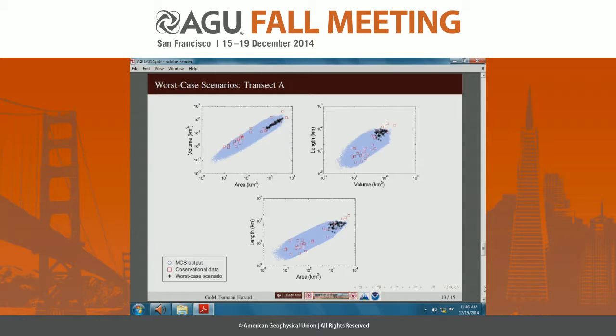And to give you an idea of what this looks like for transect A, this is the same plot as before where the blue is the MCS output and the black stars now are that set of extreme eta events in the first 100 years of return periods. And so we see that these are, as we could expect, generally the larger sizes, though not the absolute maximum, because we're looking at the most likely of the large scale events.